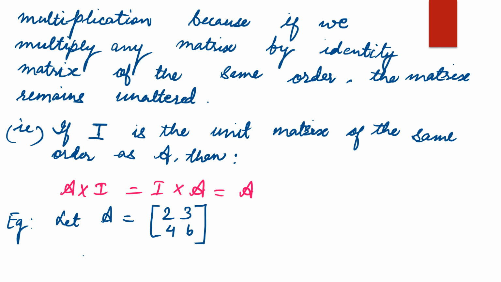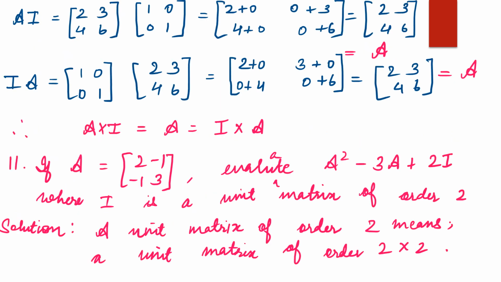Therefore, let A is equal to 2, 3, 4, 6. AI is equal to, if you multiply by 1, 0, 0, 1, that is 2, 3, 4, 6, it will give you the same answer as 2, 3, 4, 6, that is matrix A. If I is multiplied from the left hand side, I A, then also you will get the answer as 2 3 4 6, that is matrix A. Therefore A into I is equal to A is equal to I into A.